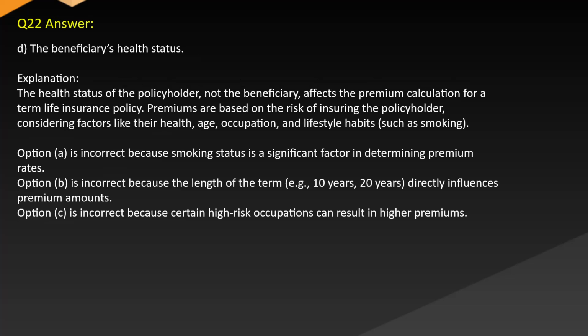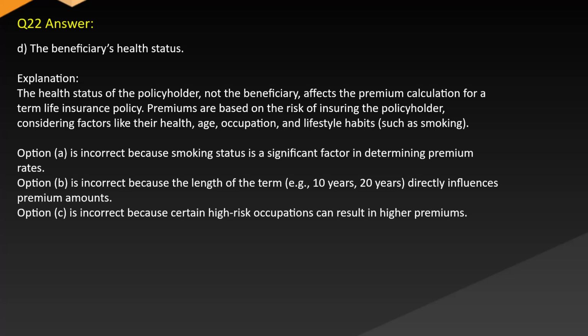Answer: D. The beneficiary's health status. Explanation: The health status of the policyholder, not the beneficiary, affects the premium calculation for a term life insurance policy. Premiums are based on the risk of insuring the policyholder, considering factors like their health, age, occupation, and lifestyle habits, such as smoking. Option A is incorrect because smoking status is a significant factor in determining premium rates.